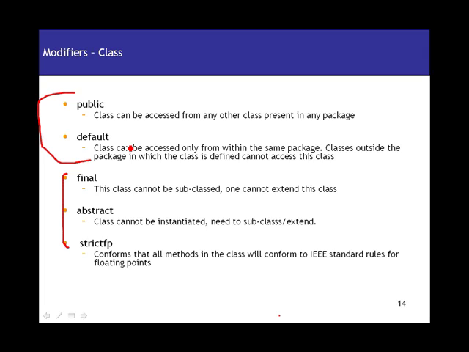The other non-access modifiers are final, abstract, and strictfp. When you say a class is final, you mean that the class cannot be subclassed. That means if a class A is final, you say final class A.